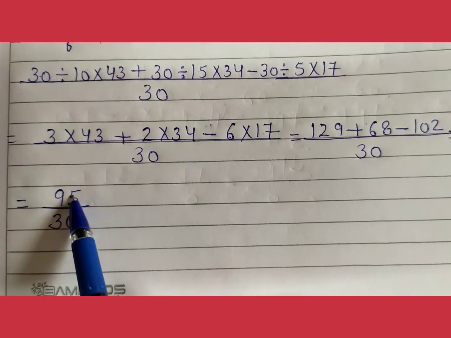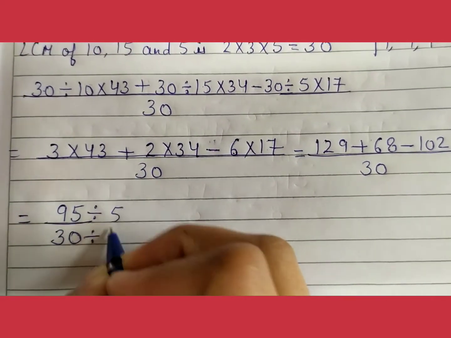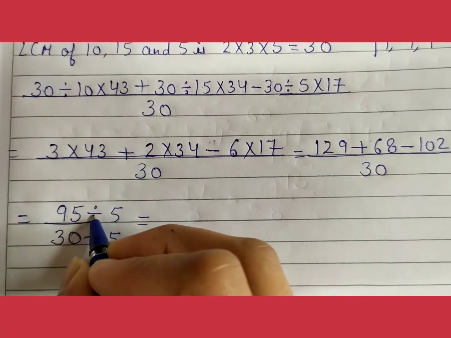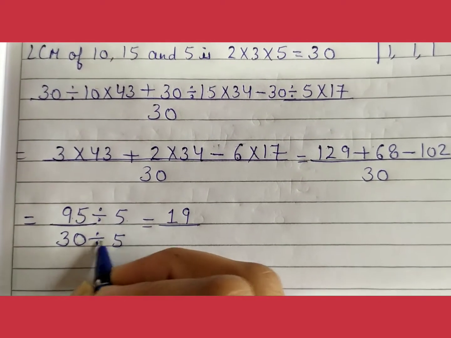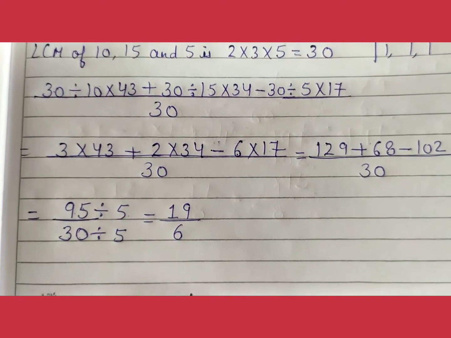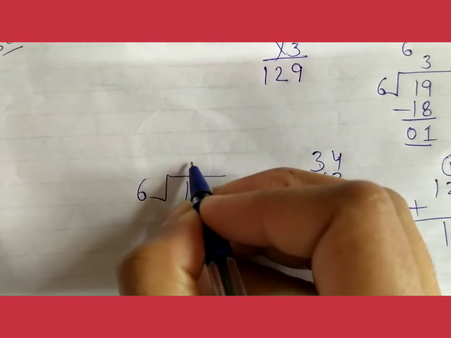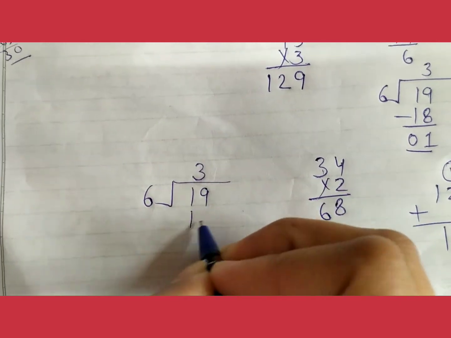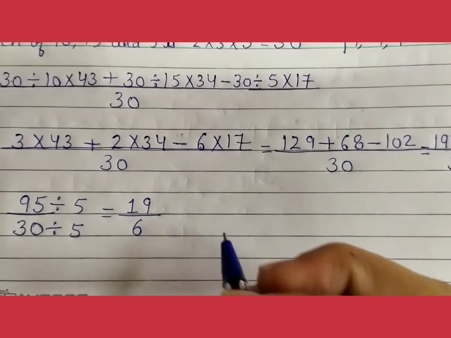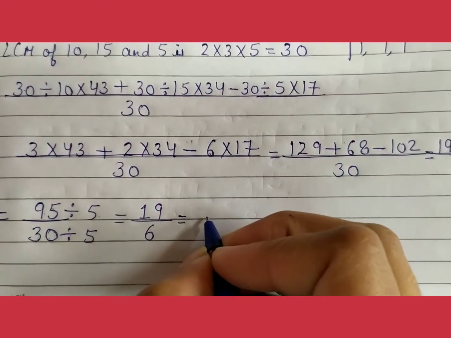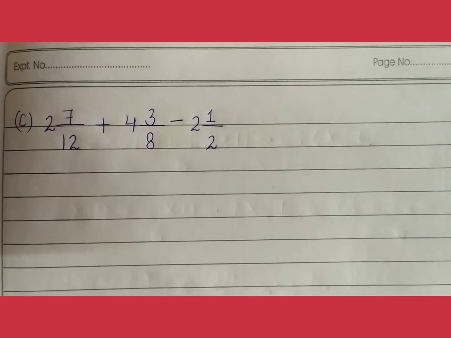Children, both numerator and denominator are divisible by 5. 95 divided by 5 equal to 19. 30 divided by 5, 6. Change into mixed number. 19 divided by 6. 6 threes are 18. 9 minus 8, 1. Mixed number is 3 1/6. This is the answer for this part.